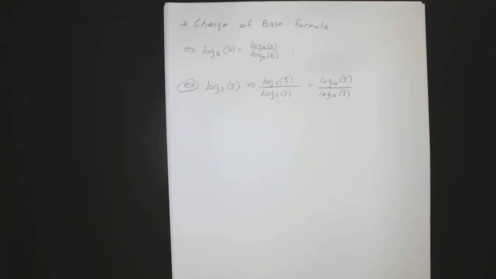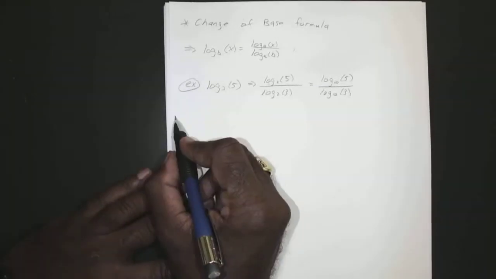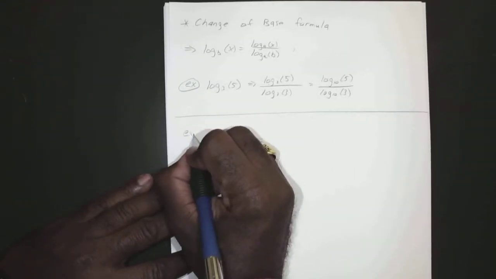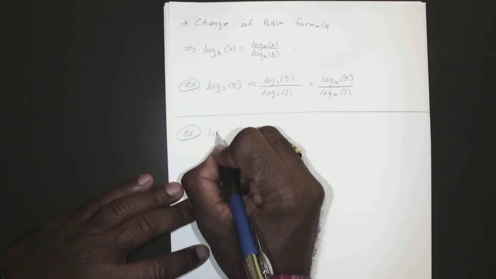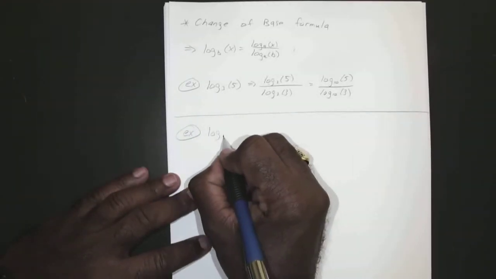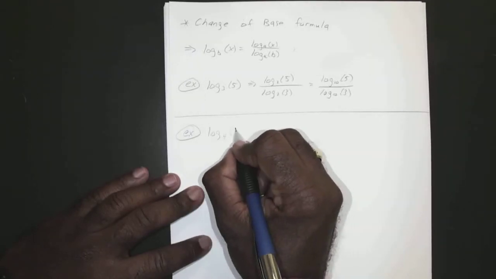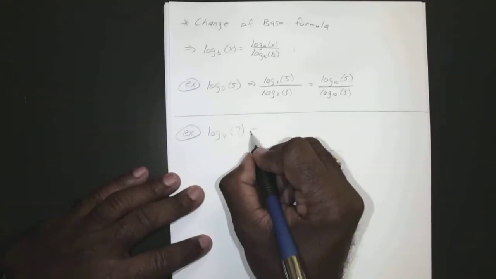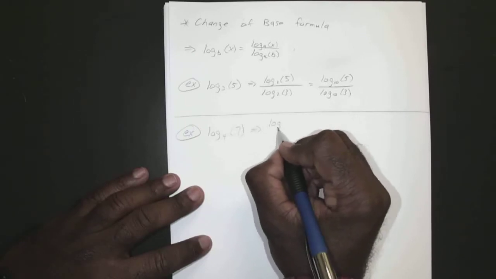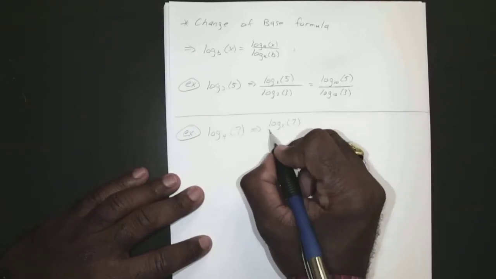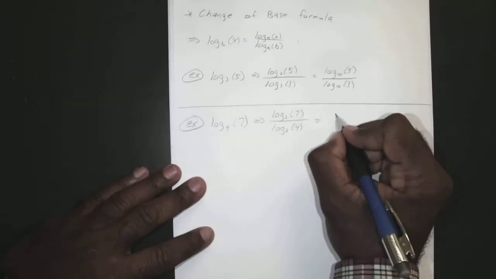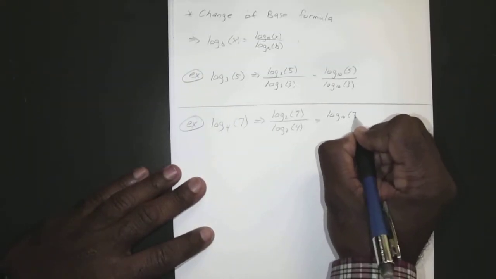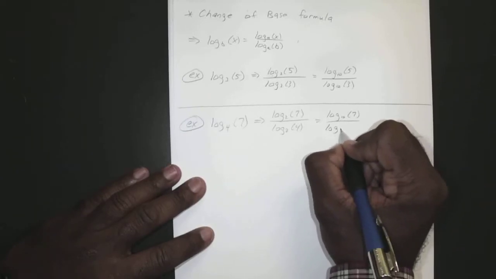All right, so any questions on that one? Okay. So let's say, for example, again, if you had log base 4 of 7, you could easily make that, like I said, log base 2 of 7 over log base 2 of 4. Or log base 10 of 7 over log base 10 of 4.